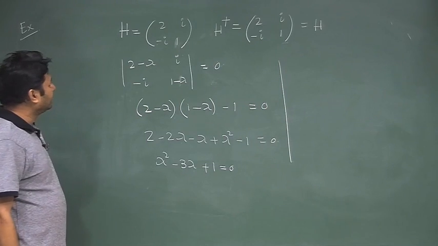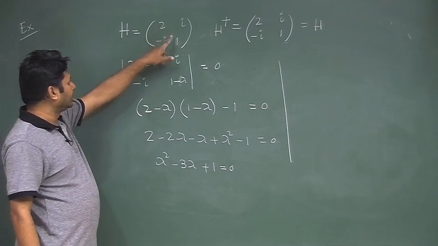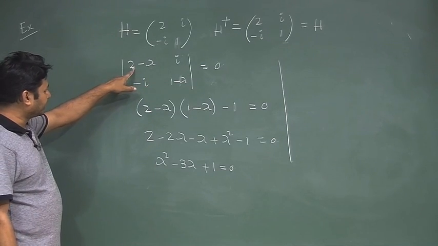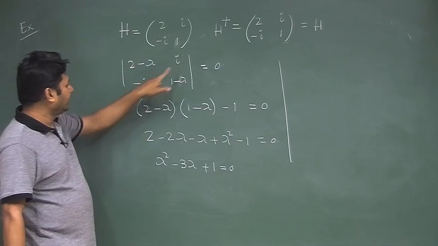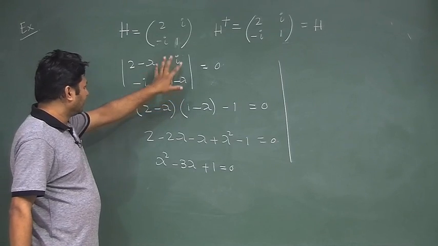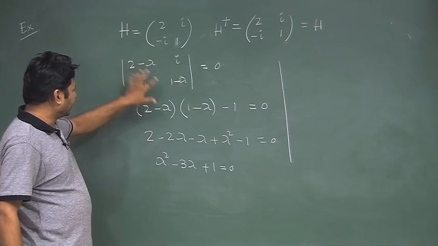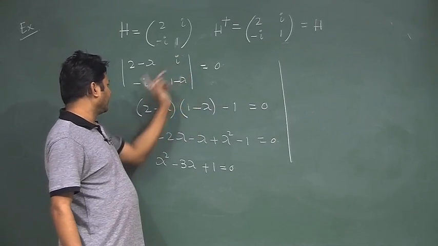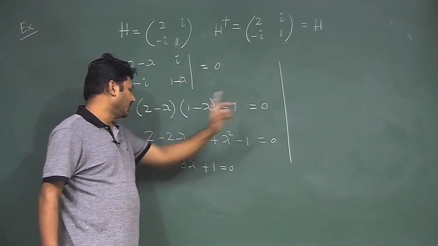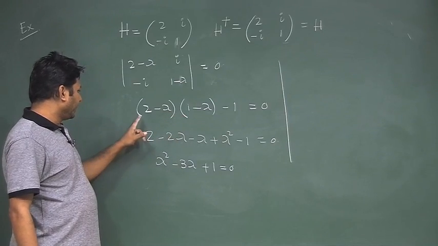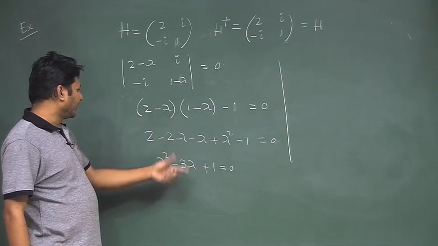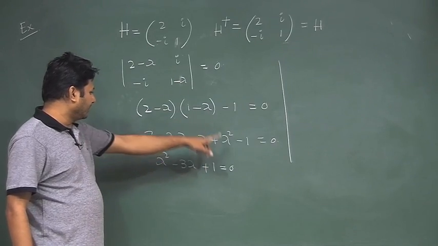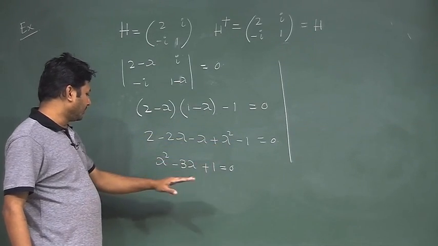Let me once again check whether everything is correct. My Hermitian matrix is this. Try to find out the value of lambda. This is my characteristic equation, 2 minus lambda, I, minus I, 1 minus lambda. So, the determinant is 2 minus lambda multiplied by 1 minus lambda, minus this multiplication, which is equal to 0. Then I simplify. So, it is 2 minus 3 lambda plus lambda square minus 1. This minus 1 gives me 1, so I will get this.